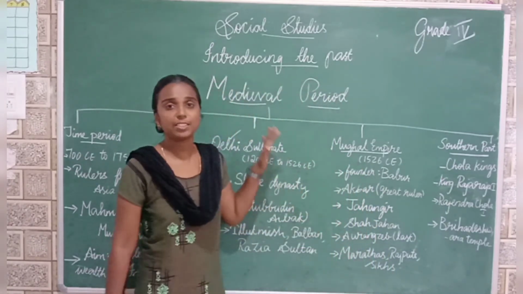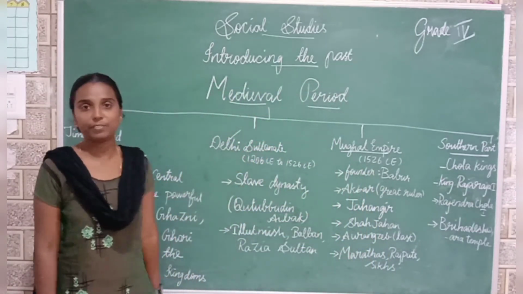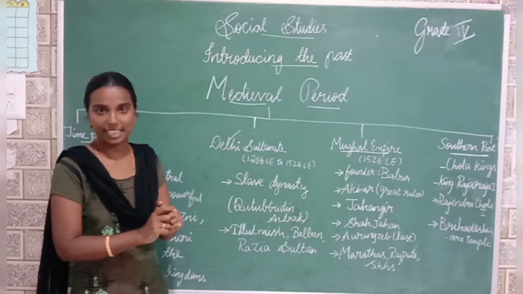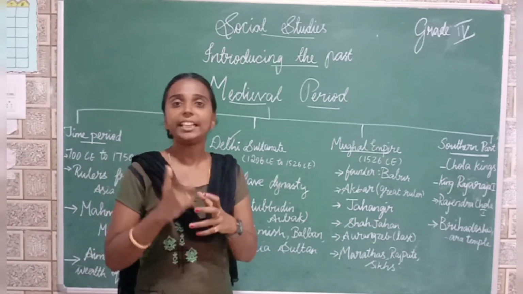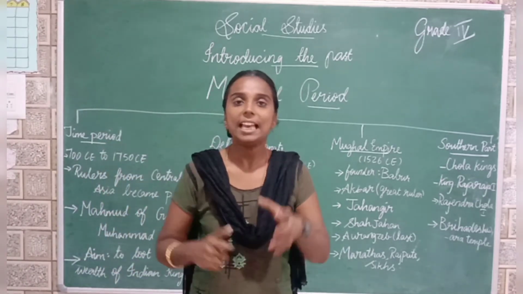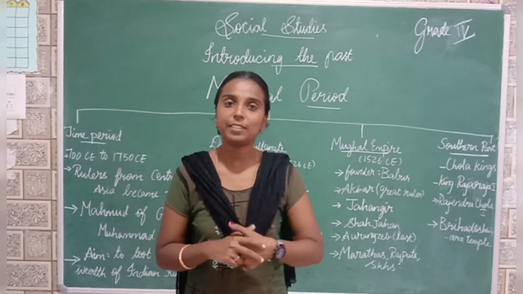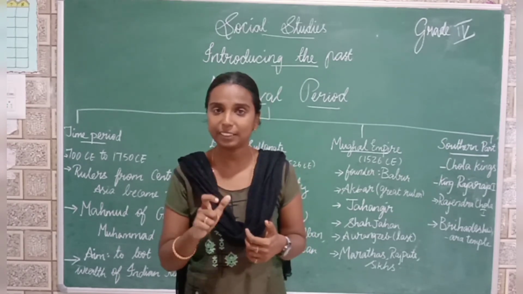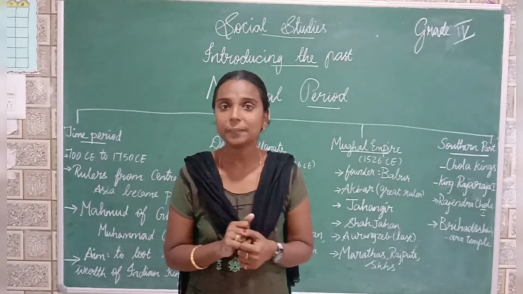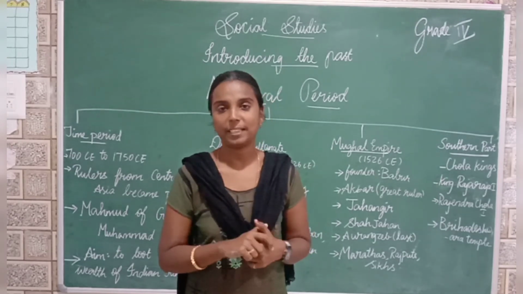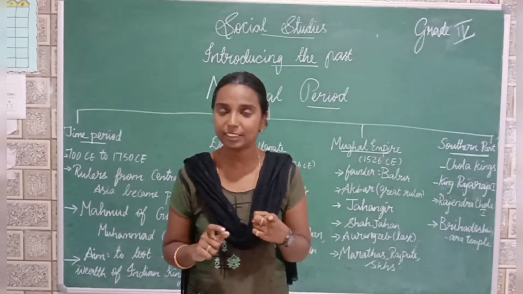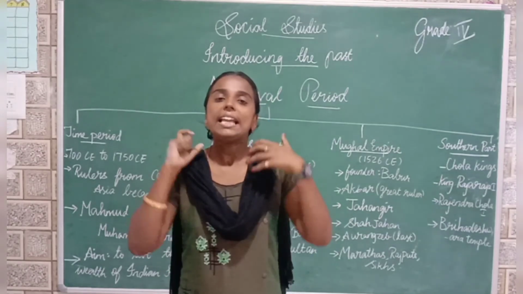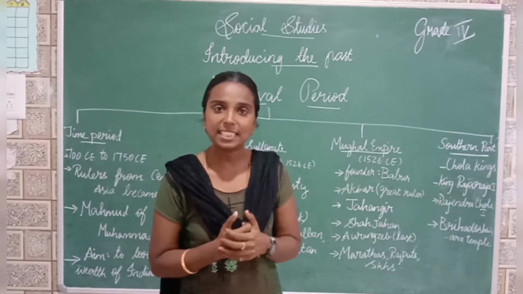Understood children? What are the important happenings of this medieval period? I hope you understood. So that's all for our today's class. Understood? Now to recall, shall I ask you some questions? Yes, now say me, what is the time period of this medieval period? The medieval period started from 700 Common Era and lasted till 1750 Common Era. Very good. So the time period is from 700 Common Era to 1750 Common Era. Right.